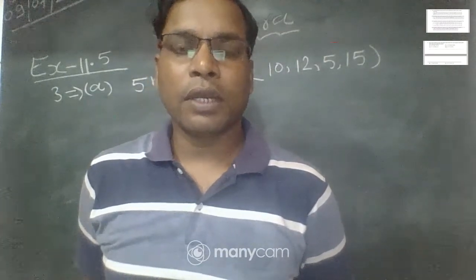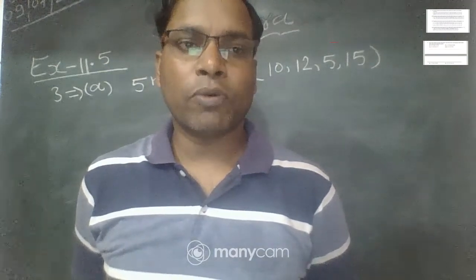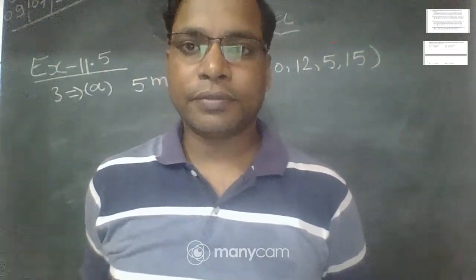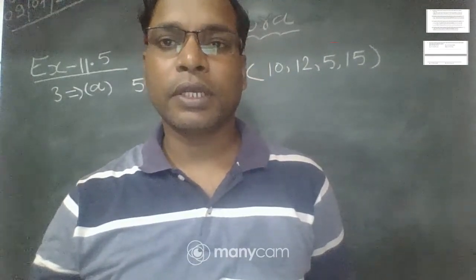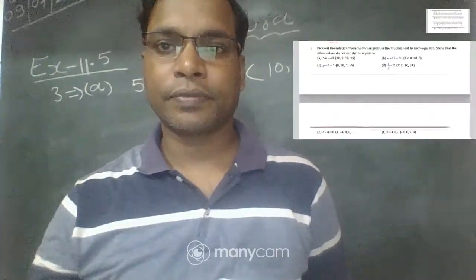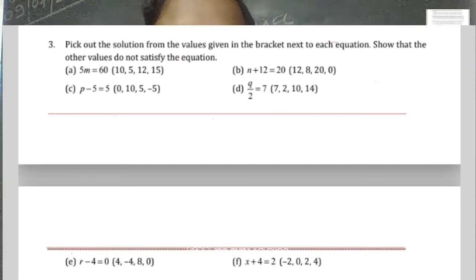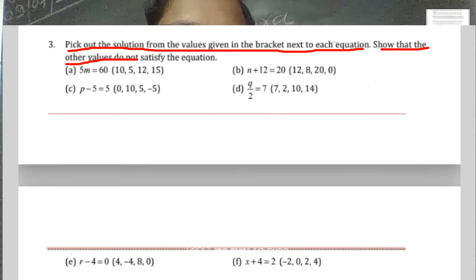Today we are going to discuss chapter 11 algebra, exercise 1.5, question number 3. What is question number 3? Let's see. This is question number 3: Pick out the solution from the values given in the bracket next to each equation, so that the other values do not satisfy the equation. Okay.